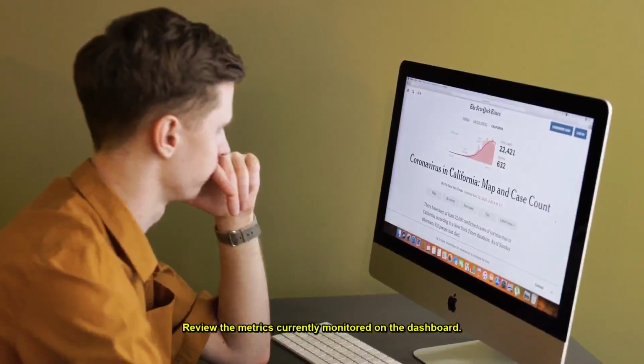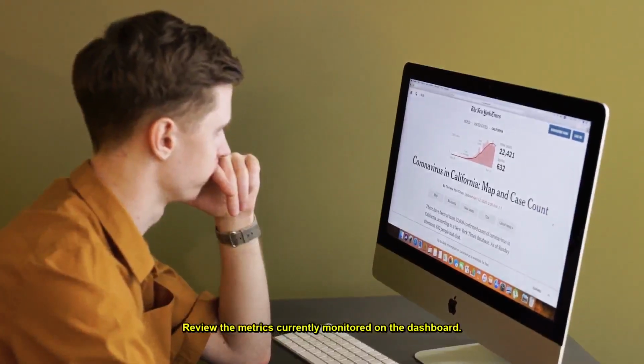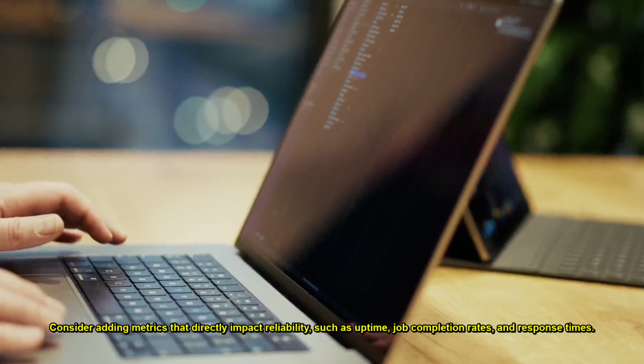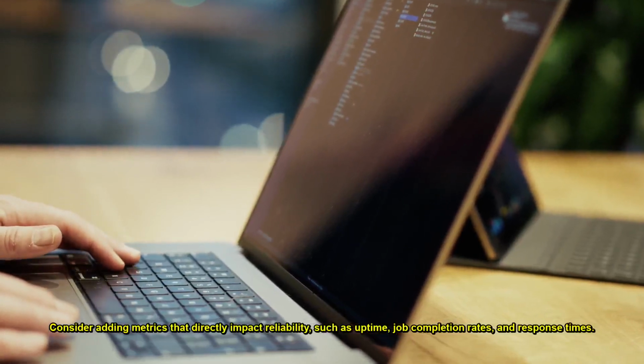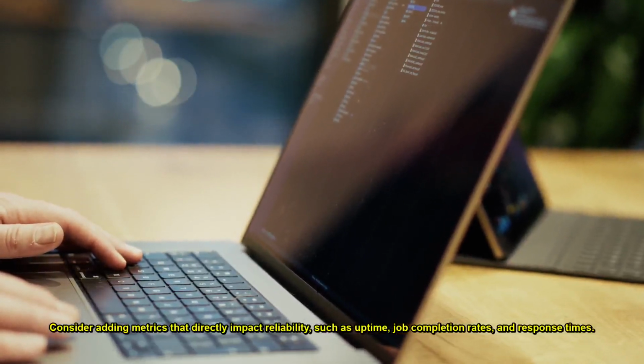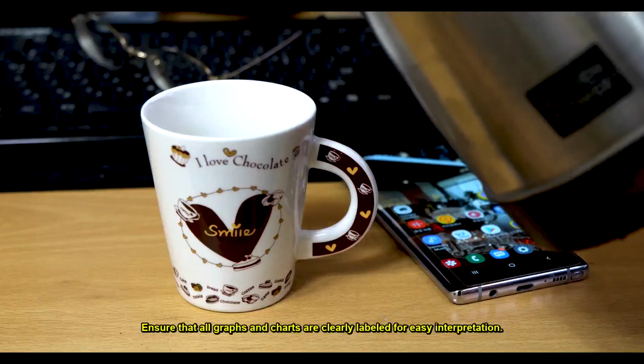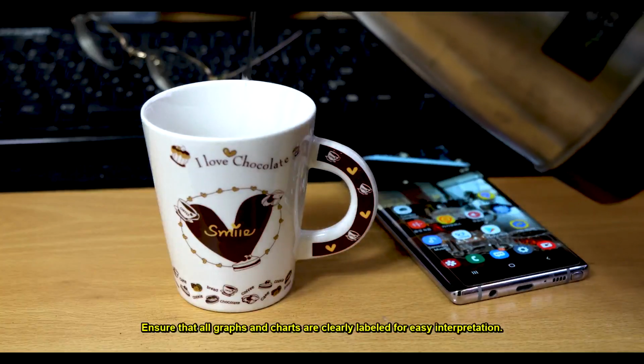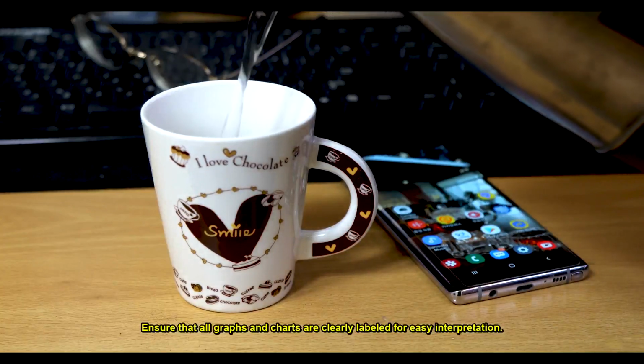Review the metrics currently monitored on the dashboard. Consider adding metrics that directly impact reliability, such as uptime, job completion rates, and response times. Ensure that all graphs and charts are clearly labeled for easy interpretation.